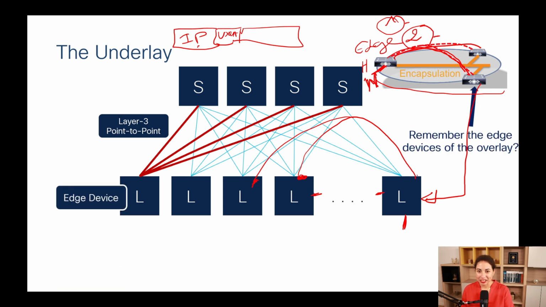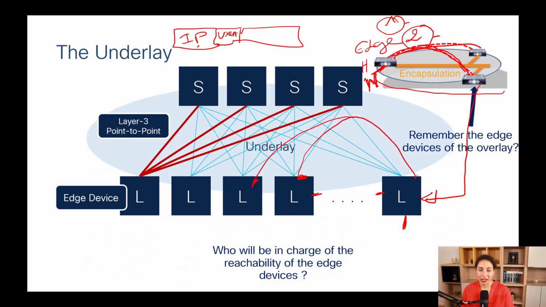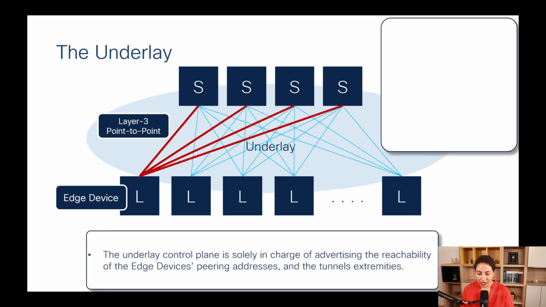Because I had prepared an animation, but I forgot to make it. So who will be in charge of the reachability of these devices? And here comes the underlay, obviously. So it is the underlay's responsibility to help with the reachability between the edge devices. So the underlay control plane protocol really is in charge of advertising the reachability of the edge devices, peering addresses, and the tunnel extremities.